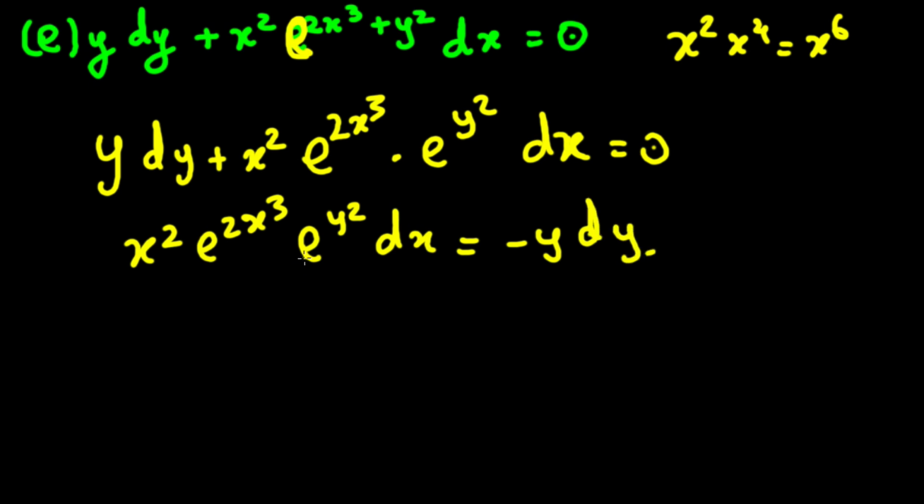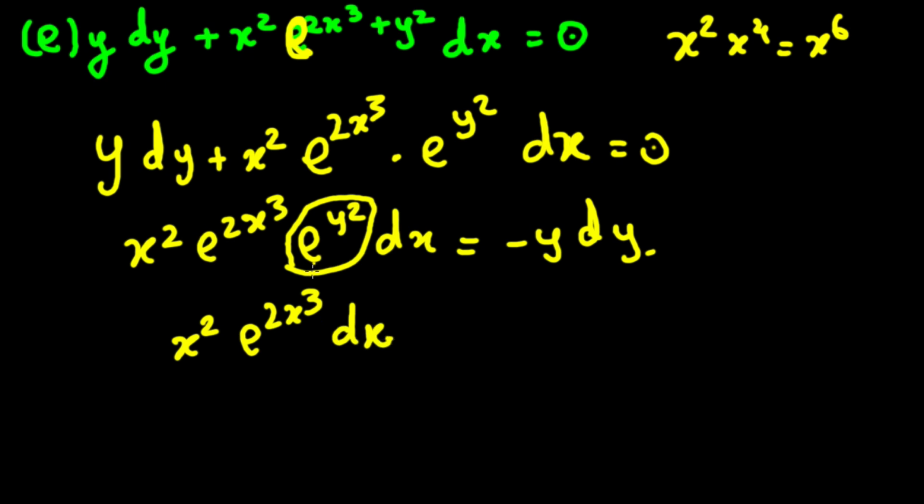And also in separable, we just have to have y terms on one side and x terms on the other side. Here we have e power y square on this side, so we have to move this one to the other side. So this is going to be x square e power 2x cube dx, and if I move this e power y square to this side, this is going to be negative y e power negative y square dy. Okay, so in that way, this is now a separable differential equation.